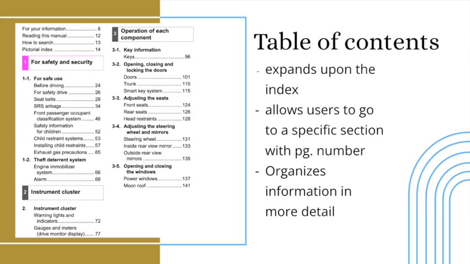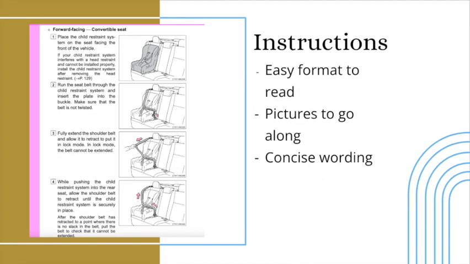Then there's the table of contents, which allows users to go to a specific section with the page number that they need, and it just organizes all the information in detail. So if we go to one of these specific chapters, we can see instructions with a very easy format. So there is 1, 2, 3, 4 on the side for the different steps. There are pictures to go along with arrows to visually see what's happening, and there's also concise wording that only keeps the text that you need.